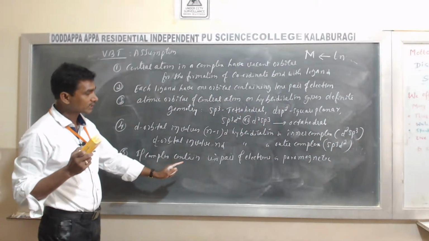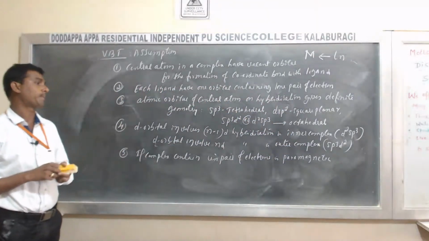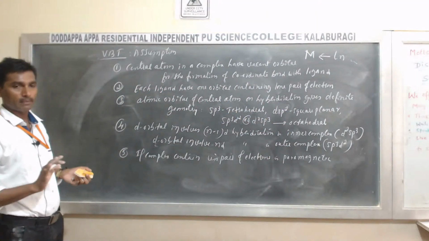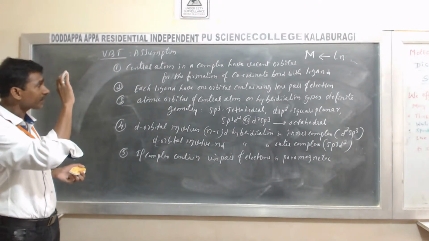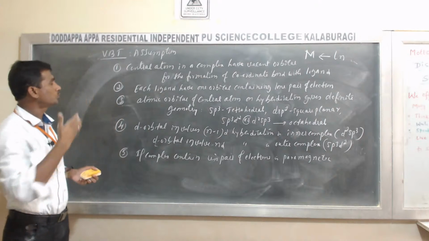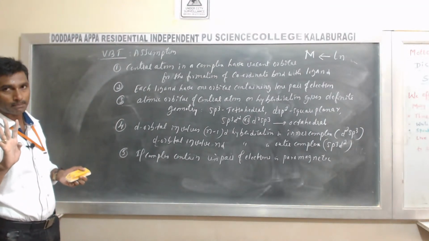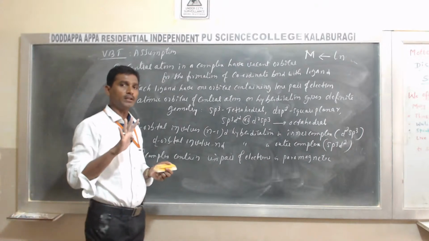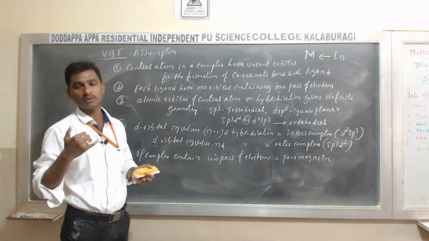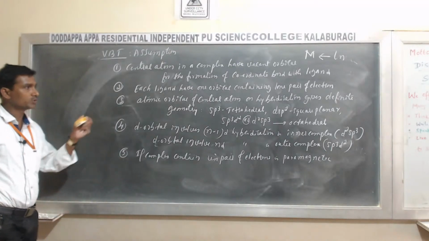If a complex contains unpaired electrons, it is called paramagnetic. So my dear students, these are very important postulates or assumptions. First you have to go through it and read. After that I can discuss the four important examples. As per the examination pattern, one question is compulsory in the annual examination. Please go through this.